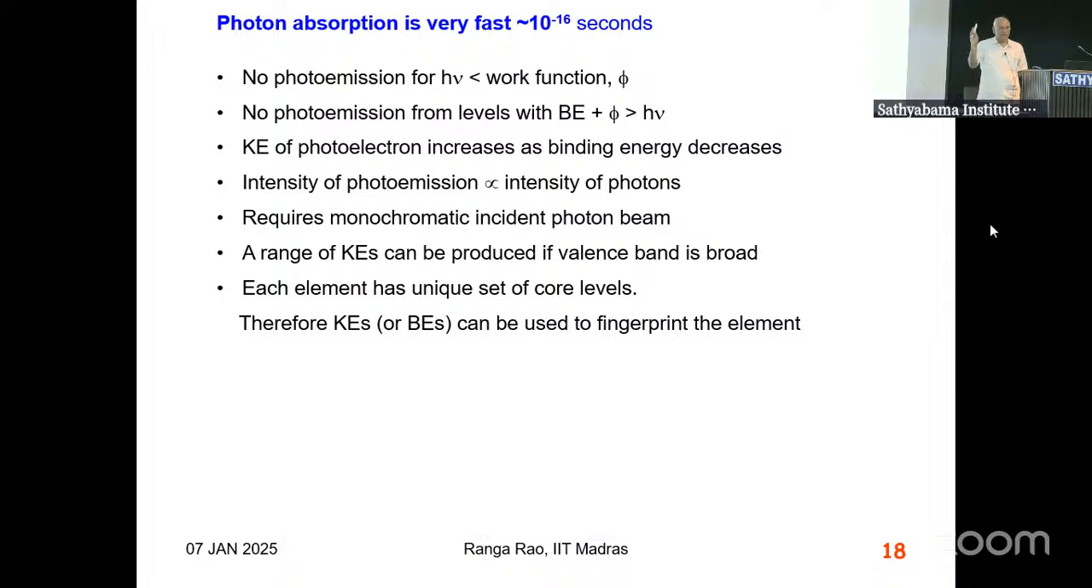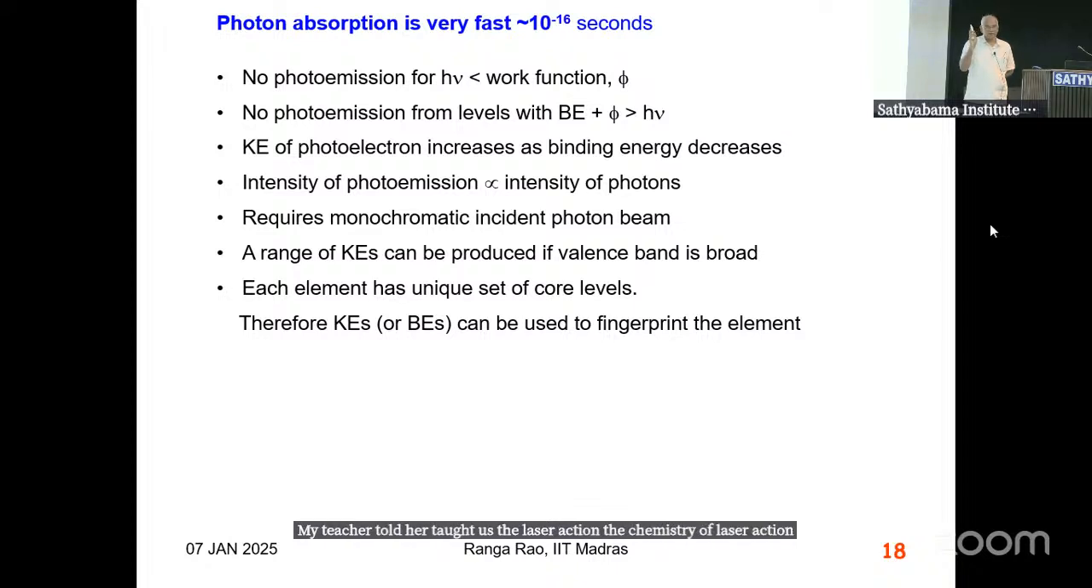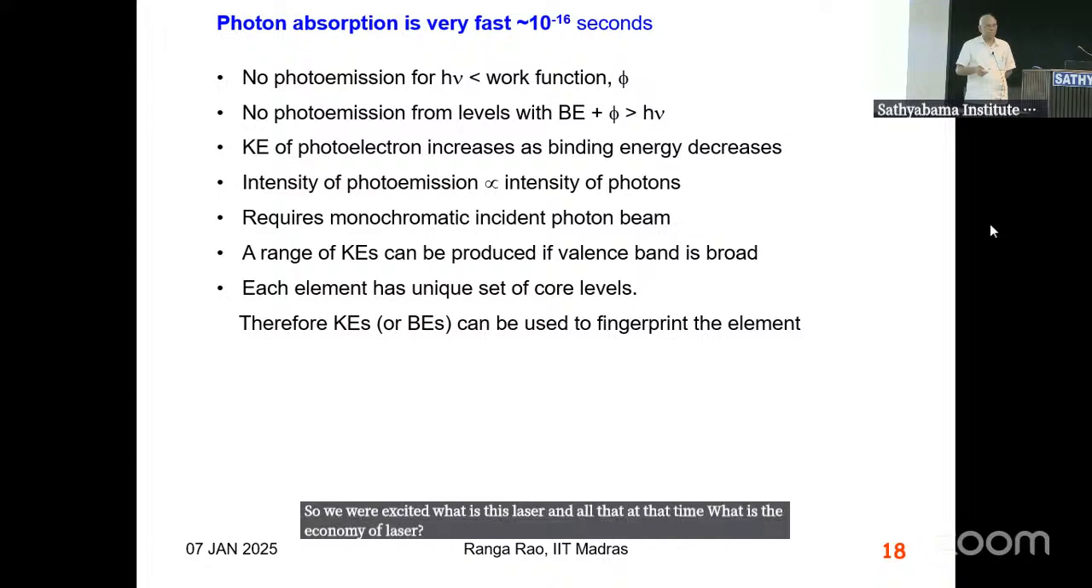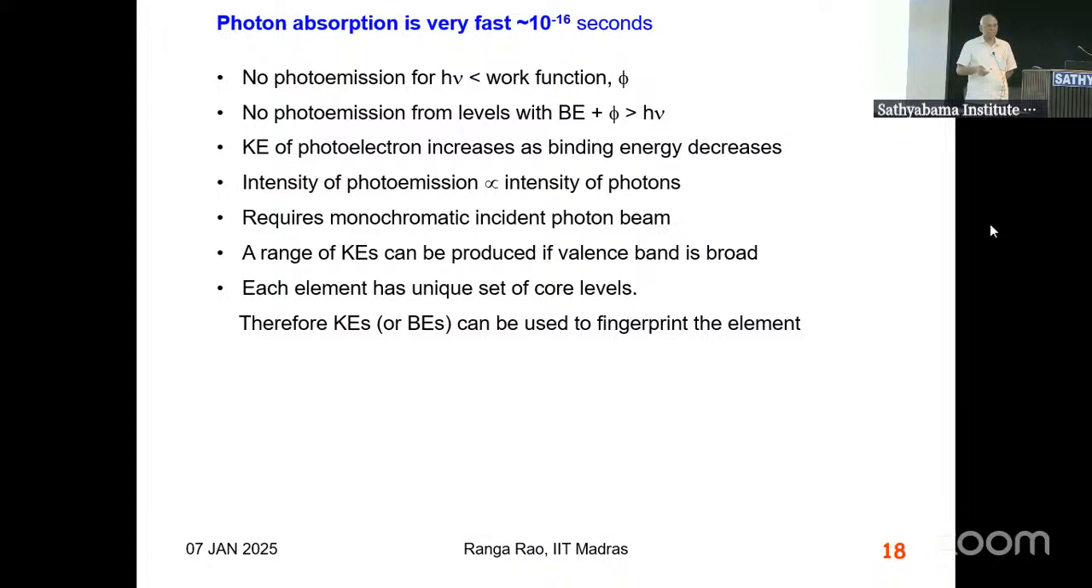This laser is a beautiful instrument. When we were doing our masters, my teacher taught us the laser action, the chemistry of laser action. That was in the 1980s. Today you have a laser here. So we were excited: what is this laser and all that at that time? What is the acronym of laser? All of you know that? Now go to IIT Madras. Now laser shows are going on there.